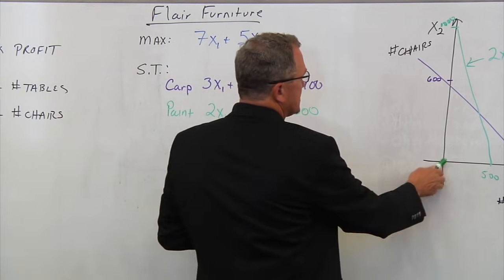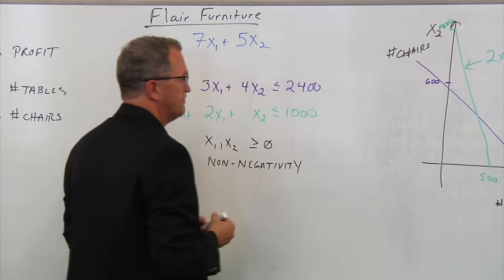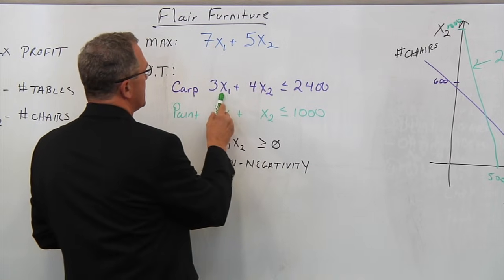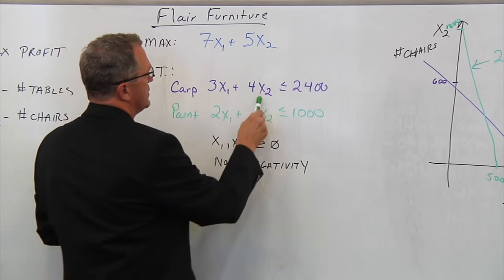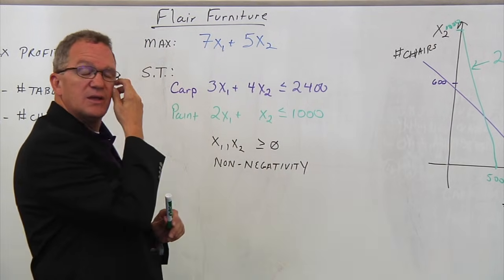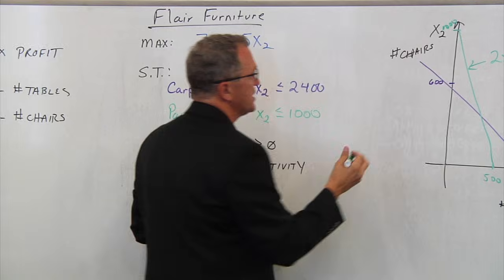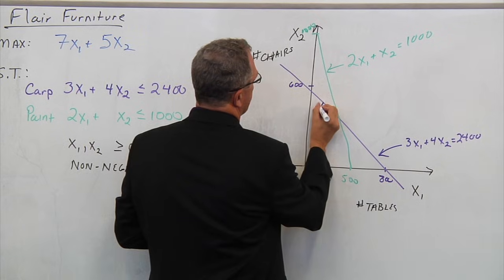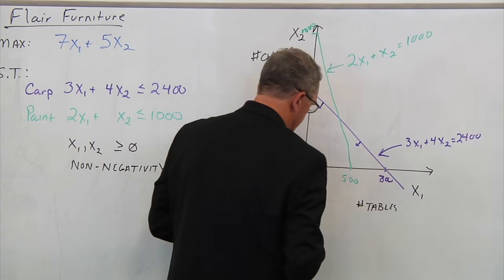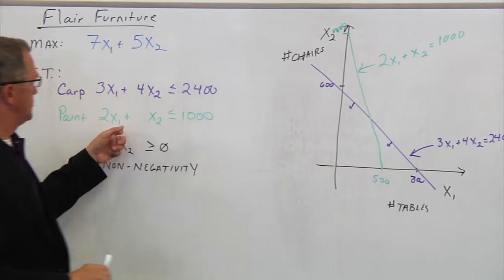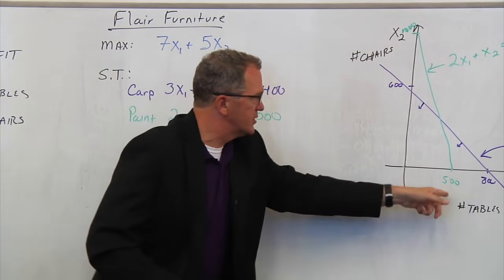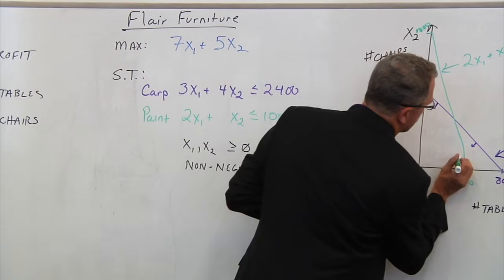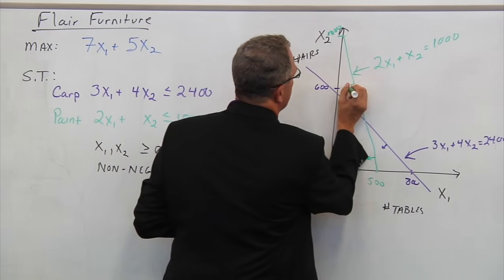In this case, the origin is not on my carpentry line. 0, 0 is not on the carpentry line. Let's stick it in here and see if it meets the requirement. 3 times 0 plus 4 times 0 is 0. 0 is less than 2,400, so it meets the requirement. I want to be on the origin side of that line. Do the same thing here. The origin is not on the paint line. 2 times 0 plus 0 is 0. 0 is less than 1,000, so I want to be on this side of that line.